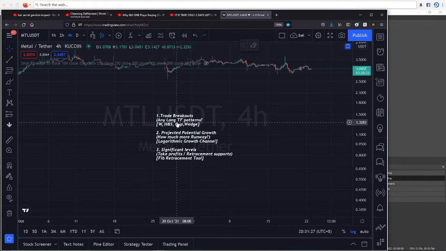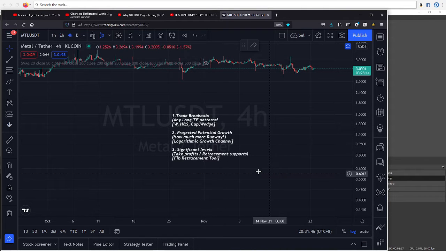So is there any way that we can trade breakouts? We can look for long time frame patterns like W patterns, head and shoulders, inverse head and shoulders, cup and handle, and wedges. Once you do that, you want to see what's the projected potential growth. Basically, how much more runway the coin is projected to have based on previous growth. We can use the logarithmic growth channel, which is just a trio of parallel lines.